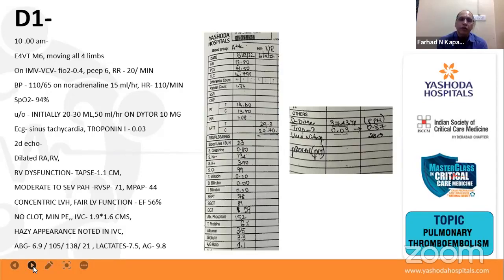She had a previous OSA component, that might also be the reason for pulmonary hypertension. Concentric LVH, fair LV function, EF is 56%, no clots, minimal PE, IVC is 1.9 into 1.6 centimeters, hazy appearance noted in the IVC.